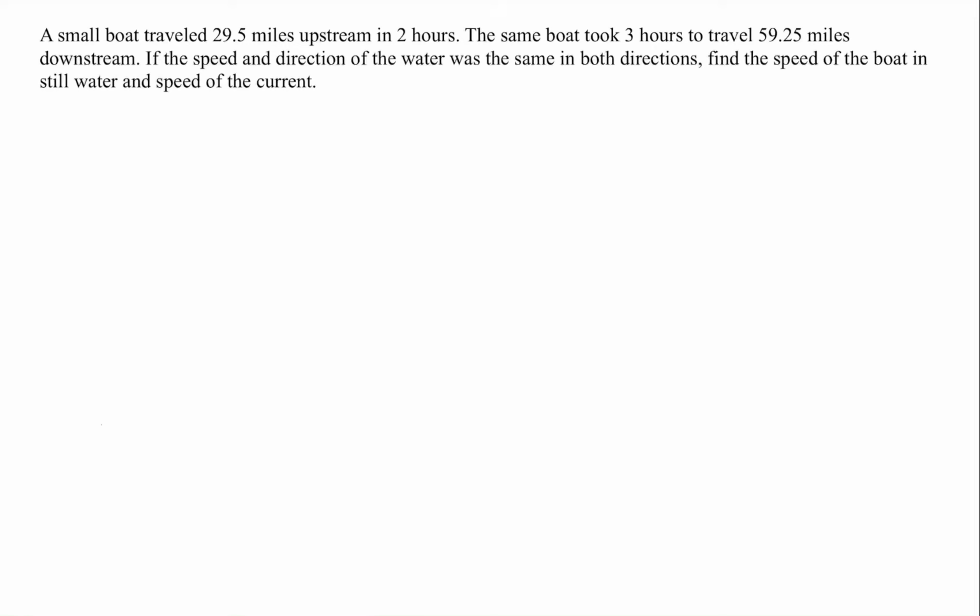Okay, in this problem we have a small boat that traveled 29.5 miles upstream in 2 hours. Then the same boat took 3 hours to travel 59.25 miles downstream. If the speed and the direction of the water was the same in both directions, find the speed of the boat in still water and the speed of the current.